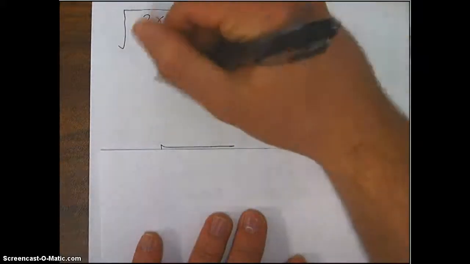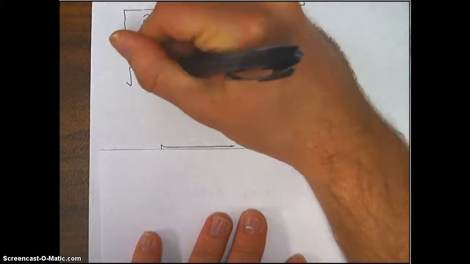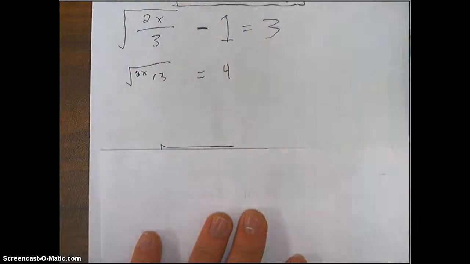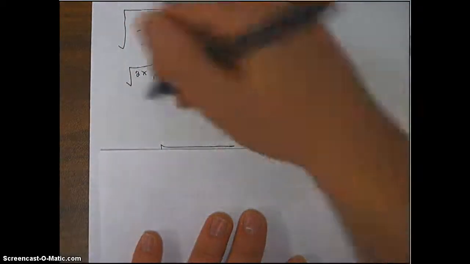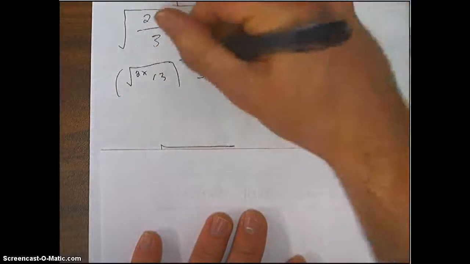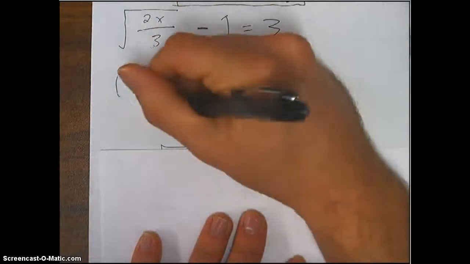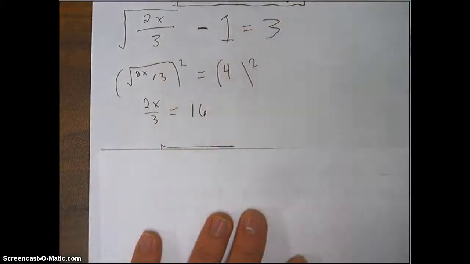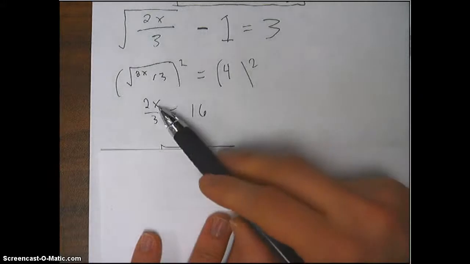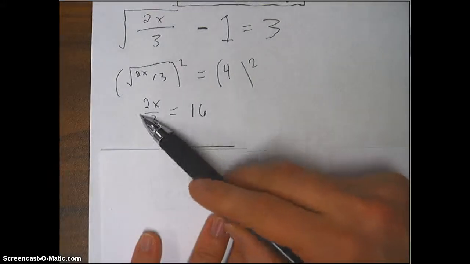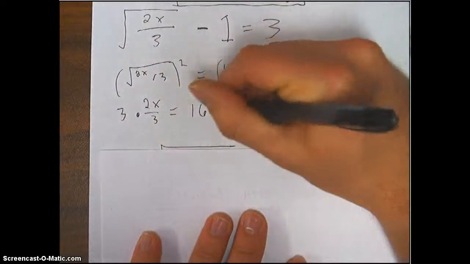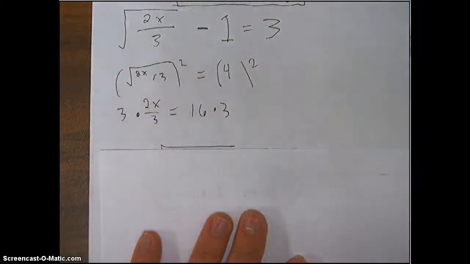So you want to start by adding 1 to both sides, which gives us square root of 2x divided by 3 equals, when you add 1, that's 4. So we want to square the entirety of both sides, leaving us with 2x divided by 3 equals, well, 4 squared is 16. Okay, and now we're still trying to get the x by itself, so we want to multiply both sides by 3, because the opposite of divide by 3 is multiply by 3.